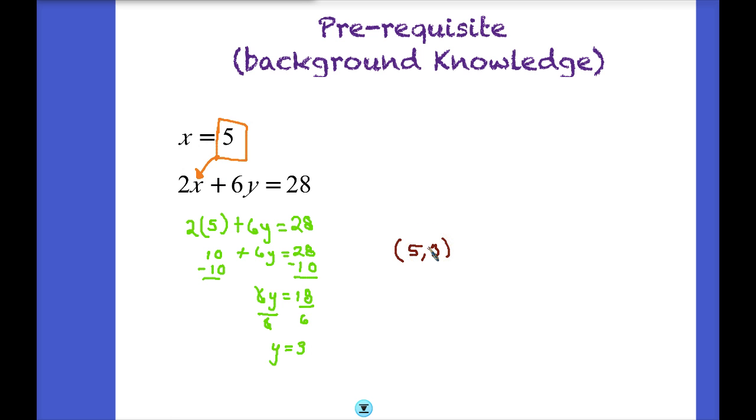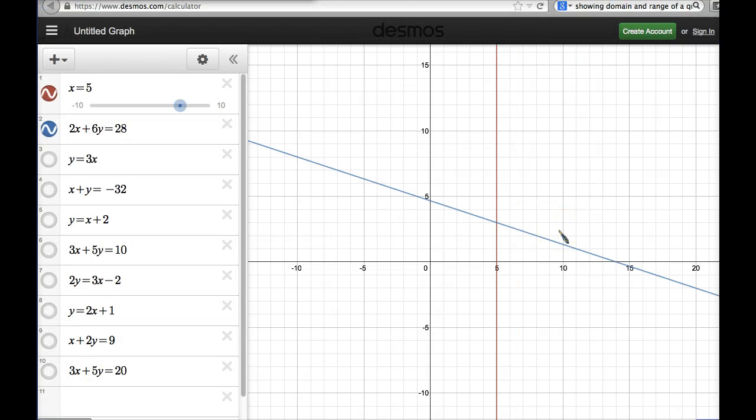Let's look at that graphically, give you an image of that. So here we have the equation x equals 5, and you can see the equation at the top right here. And then our second equation was 2x plus 6y equals 28, and I've graphed that. If you'll notice where they intersect, right at this point, think about the coordinates of that point. We went over 5, and let's see, up 1, 2, 3. So the coordinates of the intersection point is in fact 5, 3.